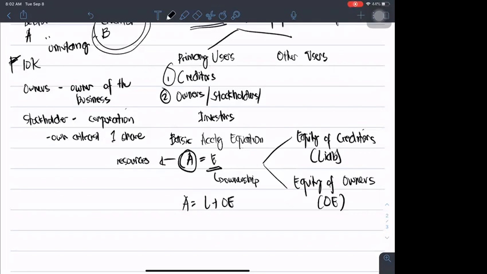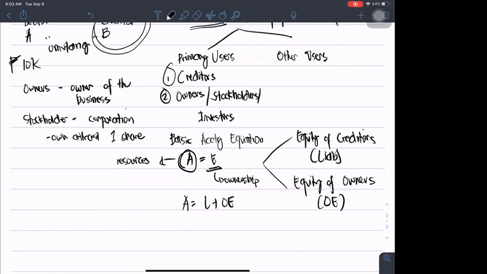That is because your assets came from your creditors and your owners, or your financial resources came from those. And without them, you don't have any resource to use in the business. Okay, your financial resources came from your creditors, owners, stockholders, or investors, and without them, you don't have any resource to run the business.